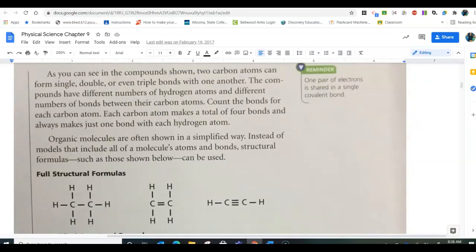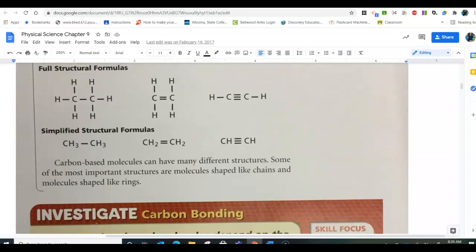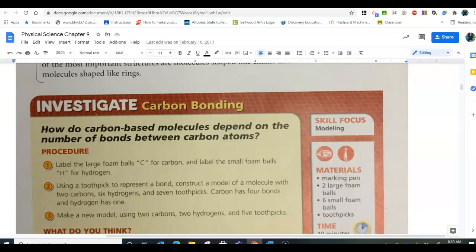Oftentimes, you'll see them written in what they call a structural formula, where they don't draw in all of the electrons. These are the exact same molecules that you just saw before, but drawn as structural formulas. I personally get more out of these types of molecules. I'm not a huge fan of these simplified ones. This is 2 carbons, 6 hydrogens. This is 2 carbons, 4 hydrogens, 2 carbons, 2 hydrogens. It's all about the shape and how the chain is in a carbon organic molecule to determine what it does.